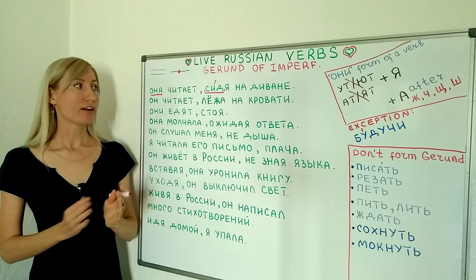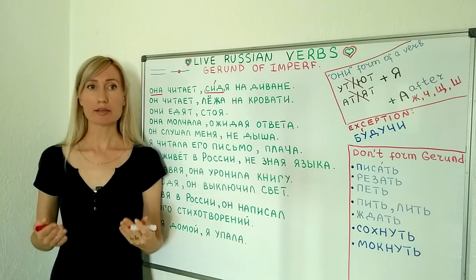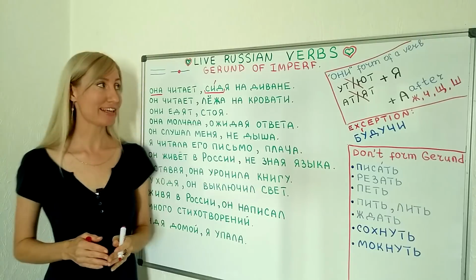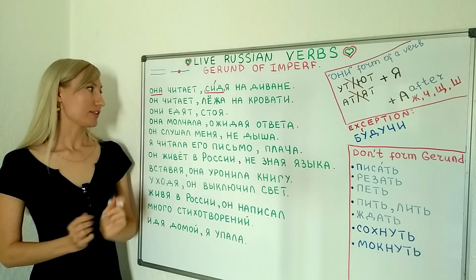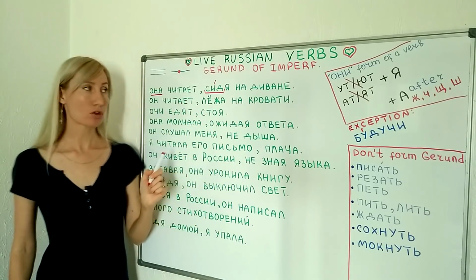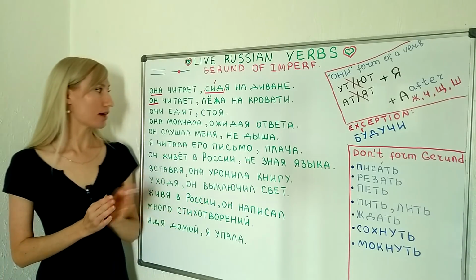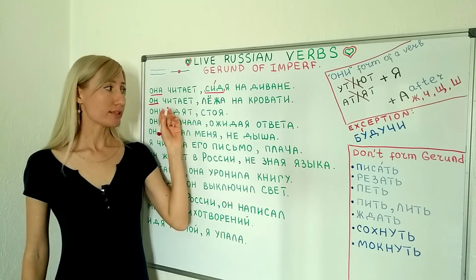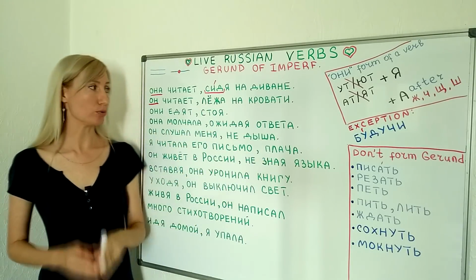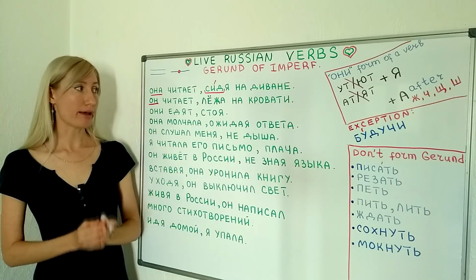Now we see how gerund is used. We could have said она читает и сидит на диване, but like this it sounds more sophisticated. Let's look at the next example. Он читает лёжа на кровати. So, он читает, he is reading. This is our subject, он. He is reading while doing what? Лёжа, лежать, to lie down. Лёжа на кровати, while lying down on the bed.